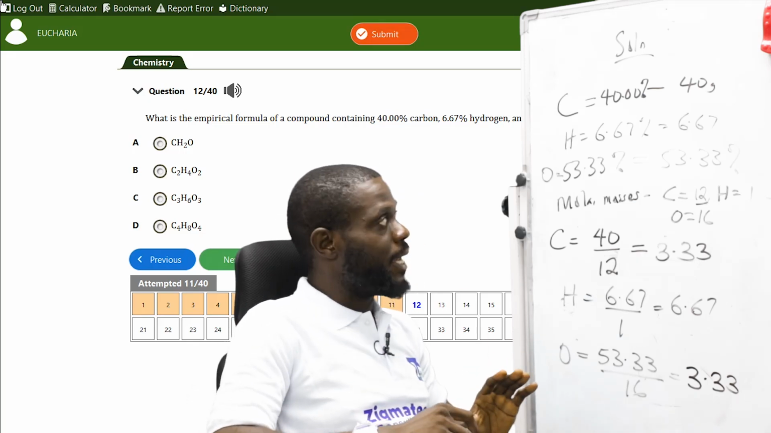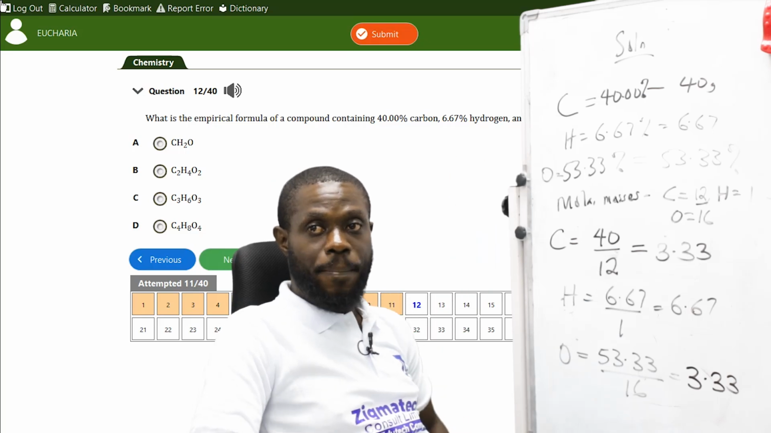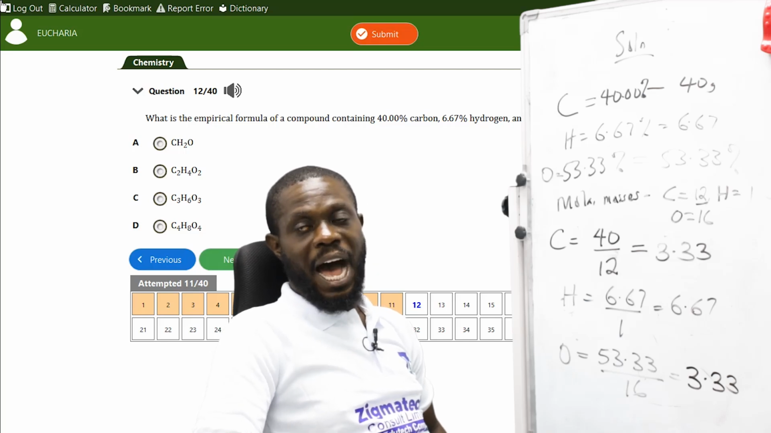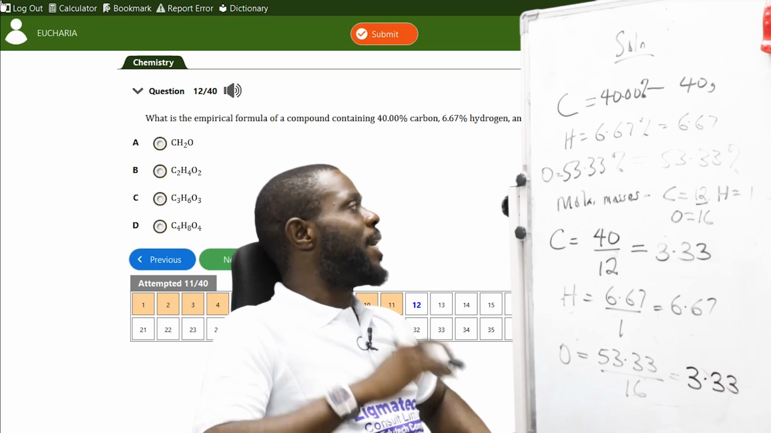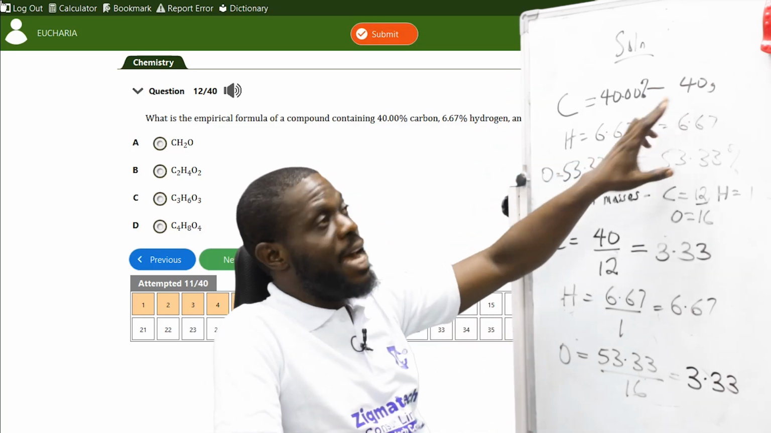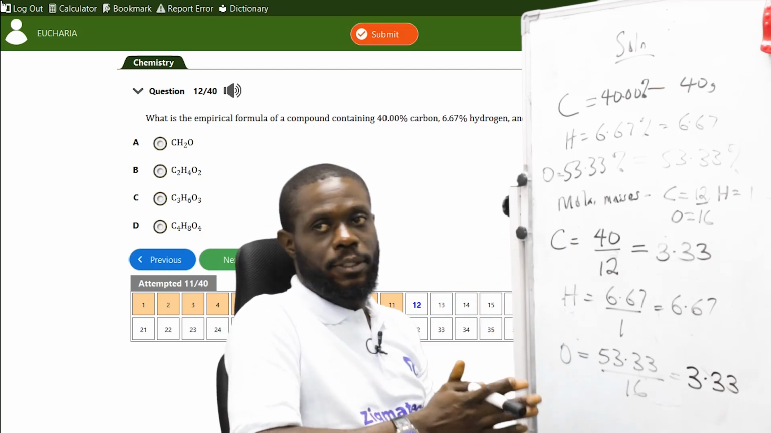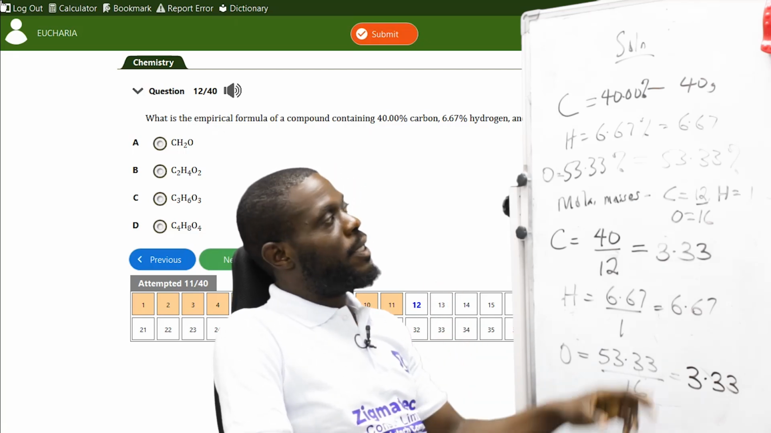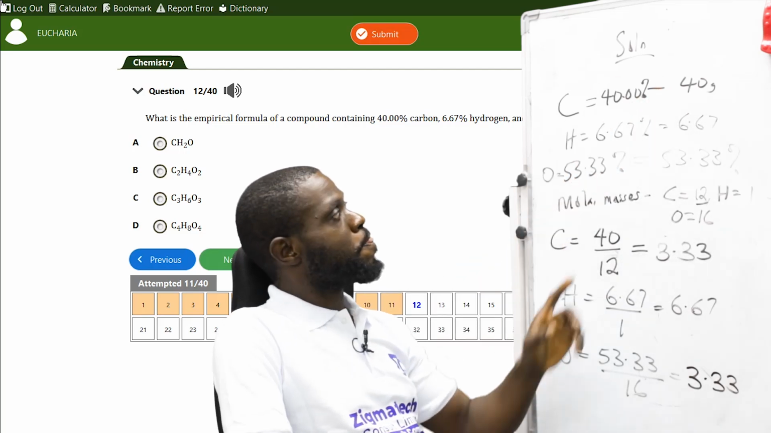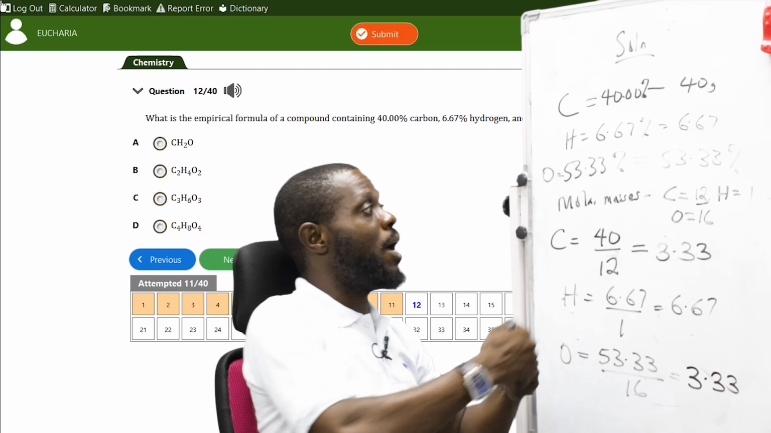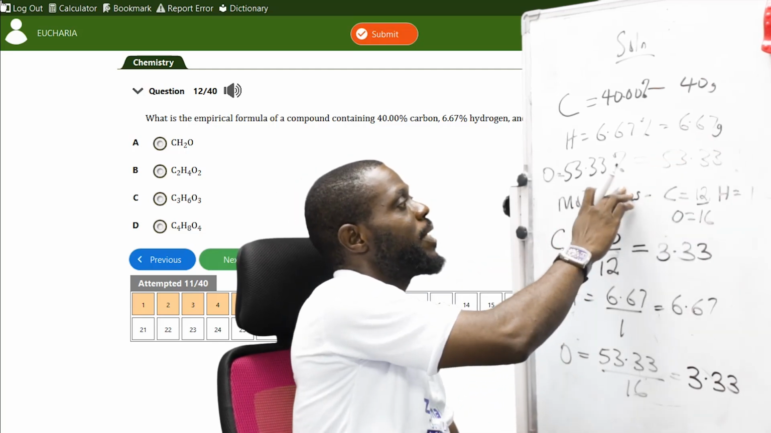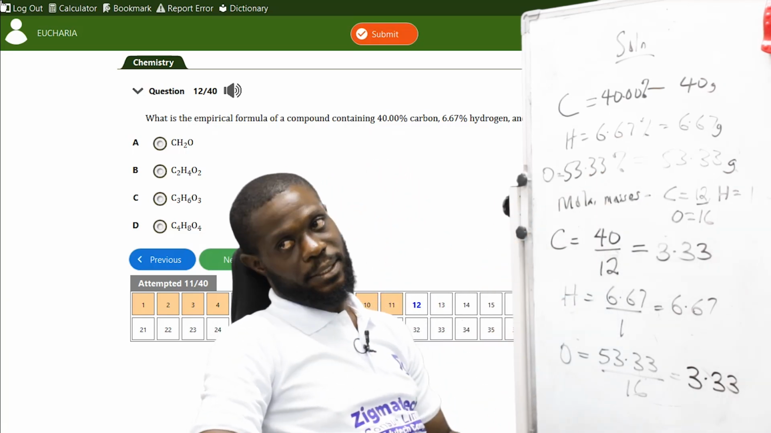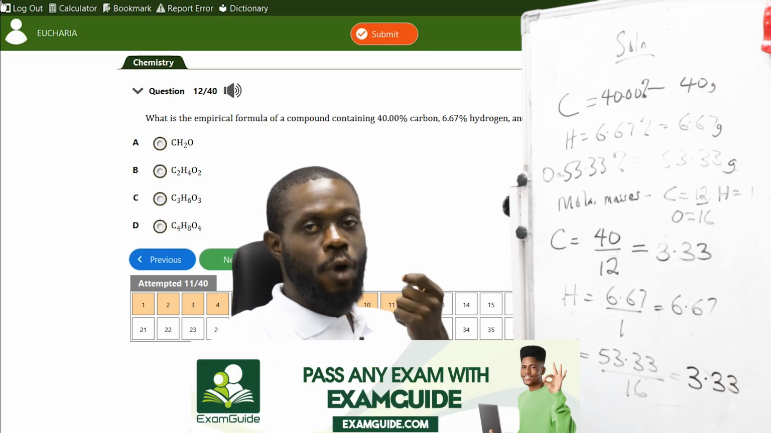Let me start again from the beginning. We said, what is the empirical formula of a compound containing 40.00% carbon, 6.67% hydrogen, and 53.33% oxygen by mass? The first thing you do is convert the percentage to mass. When you're converting the percentage to mass, you do not, I repeat, you do not do any conversion. The number you get, work with that number. That means 40% is still 40 grams, 6.67% is still 6.67 grams, while 53.33% is still 53.33 grams. Now, the second step says divide by their molar masses. You need to be conversant with your atomic numbers.